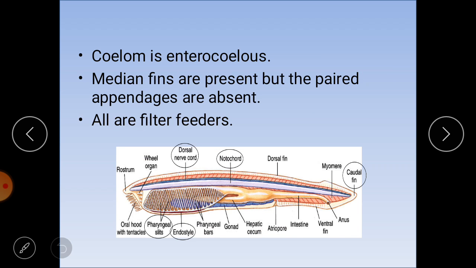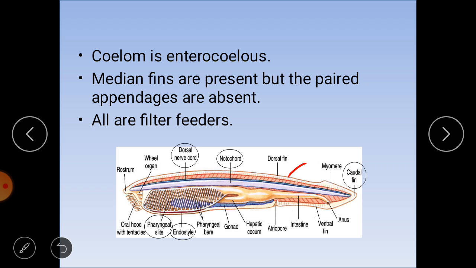Median fins are present means these animals actually have fin-like structures. Why? Because they live in water. For swimming or movement, they need fins, right? But they lack appendages. Means these fish-like animals don't have any locomotory organelles like appendages, but instead they have fins. You could see here the dorsal fin on the dorsal surface, plus you could see the outline of the caudal fin. These fins are helpful for their movement.